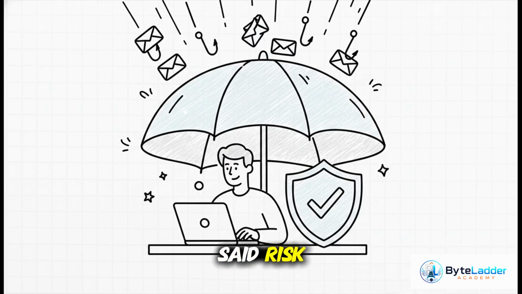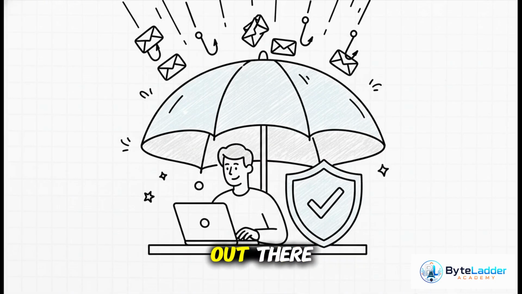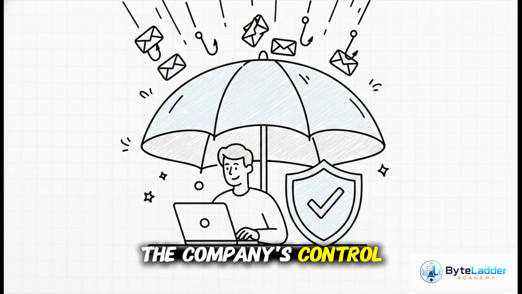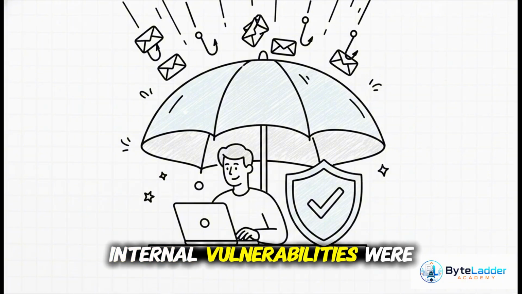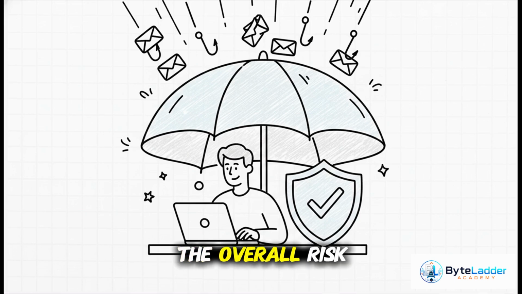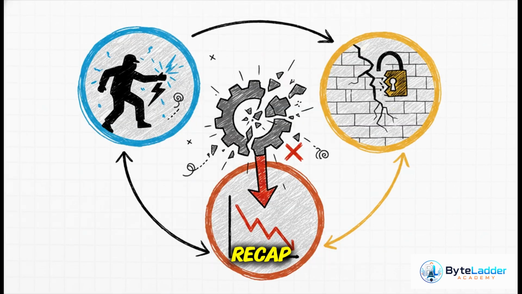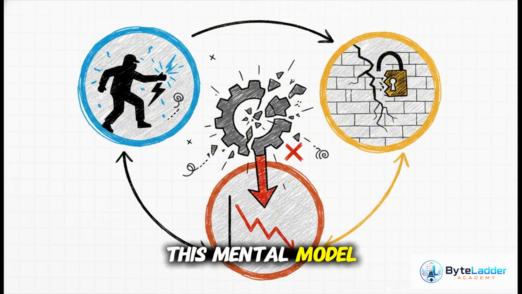All right, if you said risk, you hit the nail on the head. The answer is risk. Look, the threat of those phishing emails is still completely out there, totally out of the company's control. But because the internal vulnerabilities were successfully mitigated through solid training and MFA, the overall risk to the business was drastically reduced. So here is your ByteLadder recap to permanently lock this mental model in place.